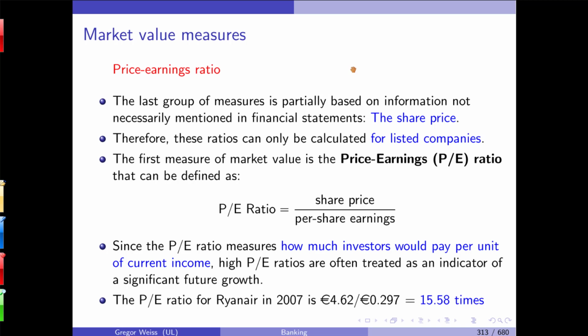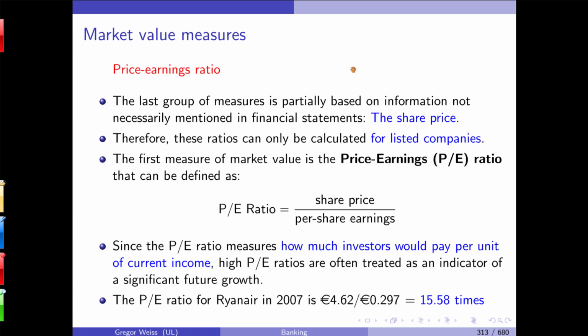Market value measures. Price earnings ratio. You can take the share price for a listed company and divide it by the per share earnings of the corporation, and you get the price earnings ratio. It measures how much investors are willing to pay for 1 unit of current income, for €1, for example. So high PE ratios are usually seen as an indicator of significant growth opportunities. So you are actually seeing that companies with a high price earnings ratio, those are the growth stocks. Those are the corporations for which you expect the stock price to increase in the future, and vice versa.